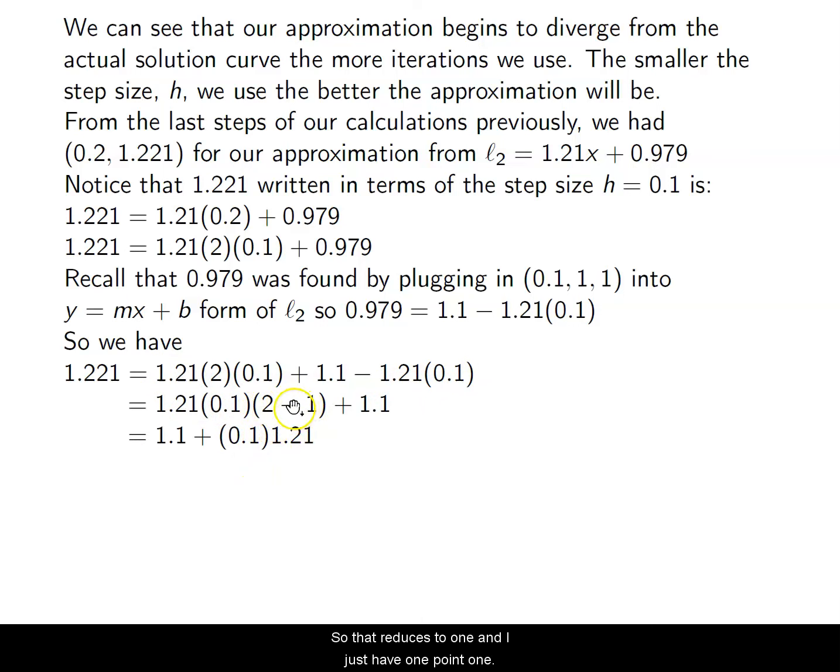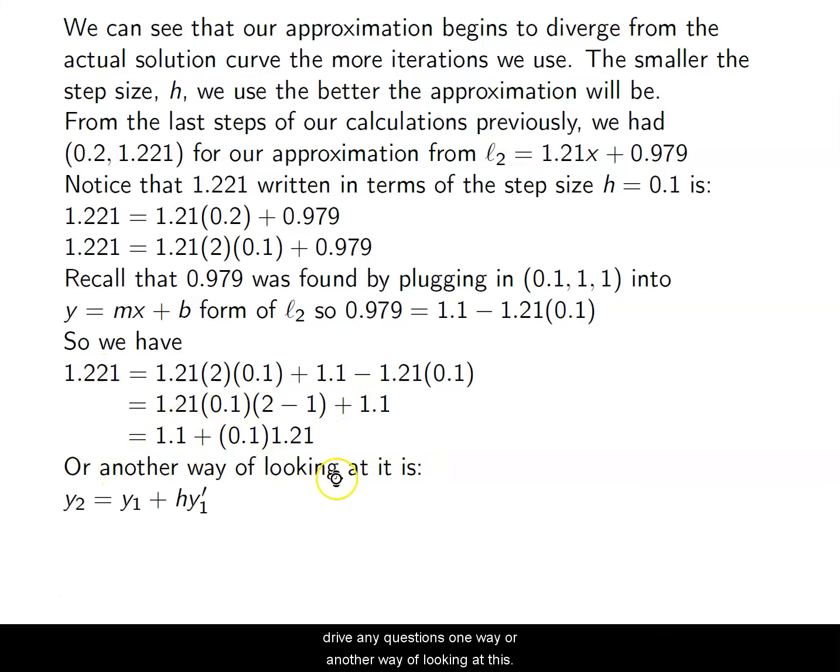So that reduces to 1, and I just have 1.1 plus 0.1 times 1.21, right? So I'm moving these around in a way that's beneficial for me to derive an equation. So another way of looking at this is that my second approximation is equal to my first approximation, 1.1, plus my step size times the slope that I get when I plug my previous input 0.1 and 1.1 into my DE, right?